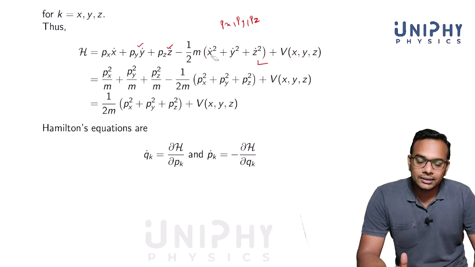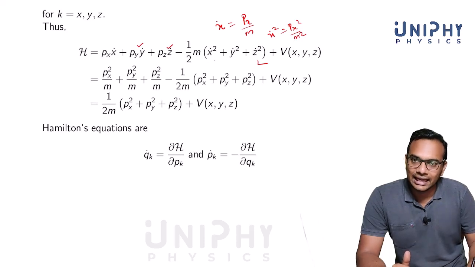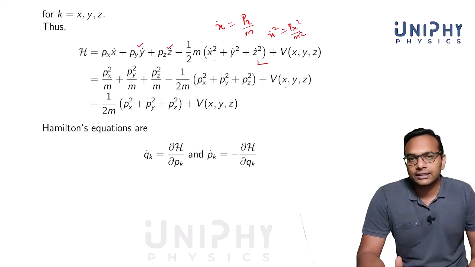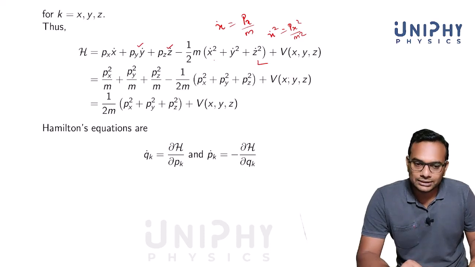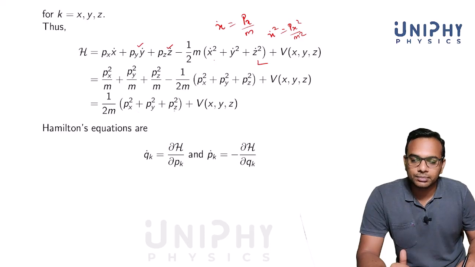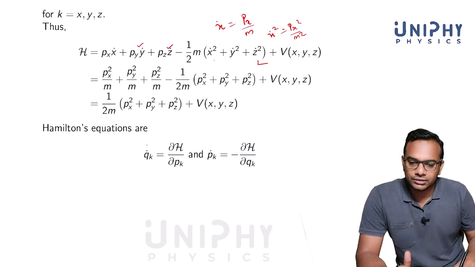So we have x dot is equal to px divided by m, or x dot square is equal to px square divided by m square. Okay, that's what we substitute here. There's an m already here, so you have 1 by 2m (px square plus py square plus pz square), and you have v of x comma y comma z. Okay, there are no velocity dependent terms in this example. So this is 1 by 2m (px square plus py square plus pz square) plus v of x comma y comma z. Okay, now you can also obtain the Hamilton's equation using this formula.